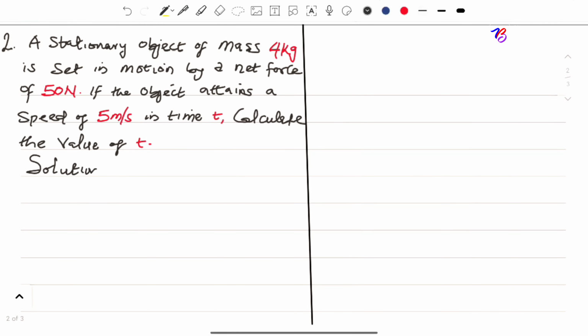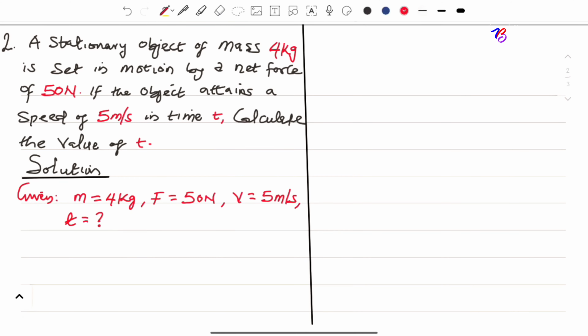Alright, solution. The given parameters in this question are as follows. Number 1, you can see mass is given to us to be 4 kg. Our force is equal to 50 Newton. Then our v, velocity, is equal to 5 meters per second. Then our time is unknown.